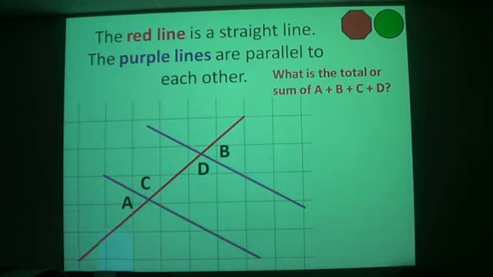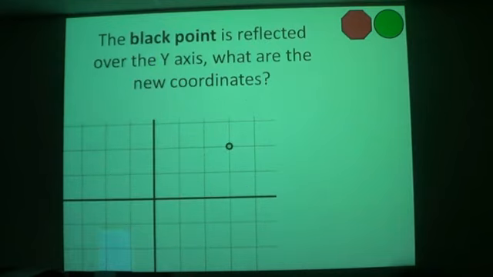What is the total sum of angles A plus B plus C plus D? 360 degrees. If we start here and we go around, A plus C plus B plus D is 360 degrees.